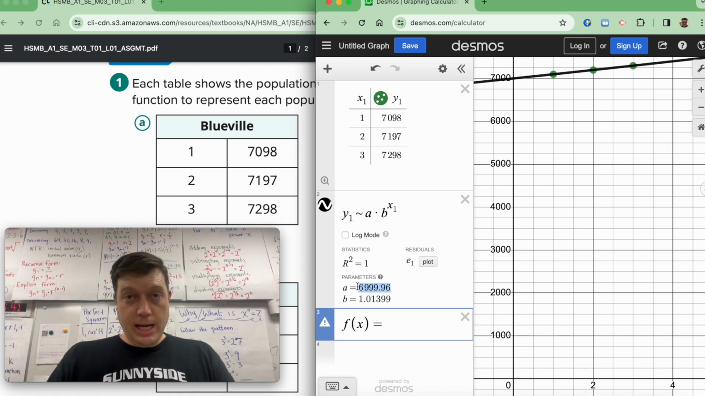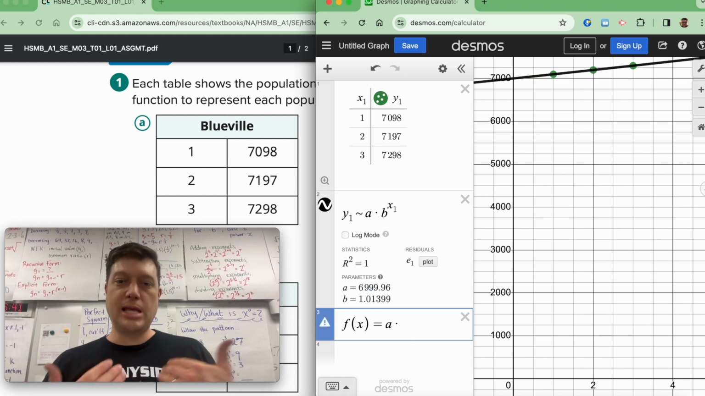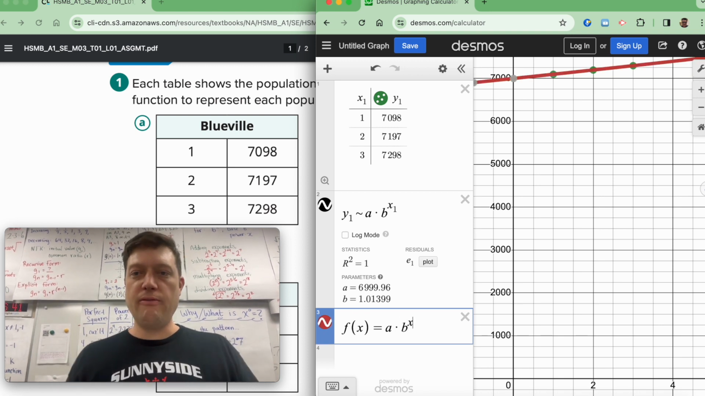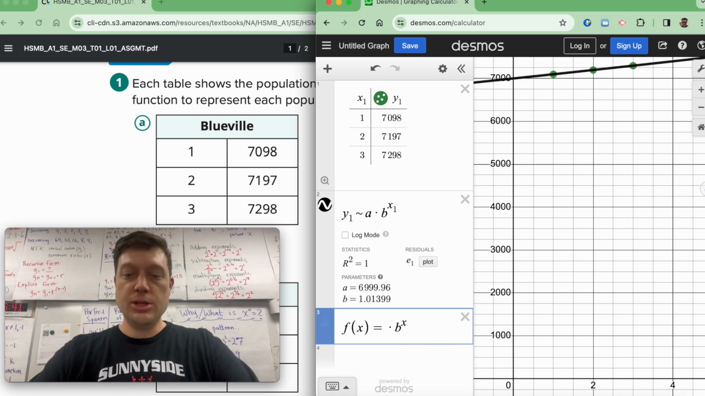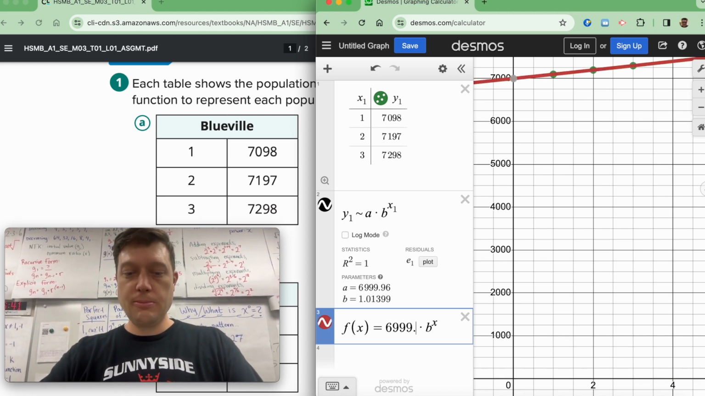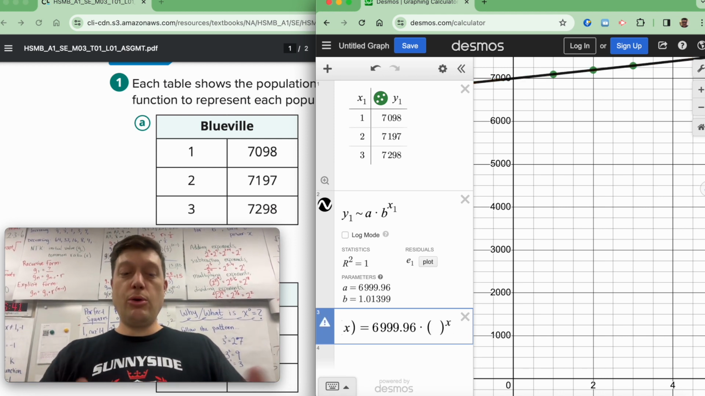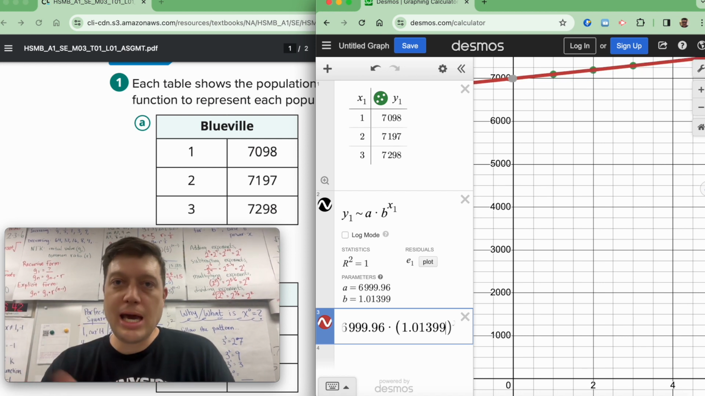So if I write a instead of writing 6,999.96, and then I write b to the power of x, you see, maybe you do, maybe you don't, but this is now a red line going exactly over the top of that black line. The reason for that is a is now known as the 6,999.96 number, and b, should put it in parentheses, is now known as the 1.01399 number. You can use a or b. It's going to still give you the same expression.